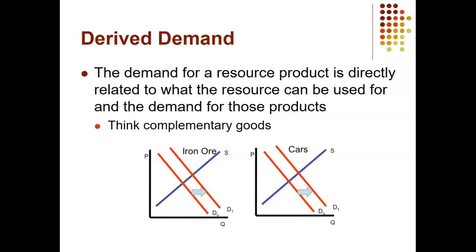So kind of think of it like complementary goods. If there's an increase in the demand for the cars, therefore there's an increase in demand for the iron or the labor or whatever else it might be.